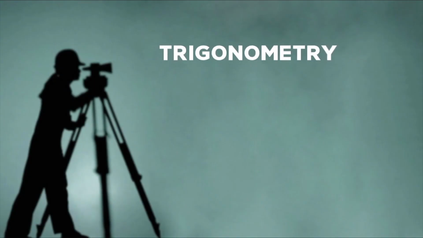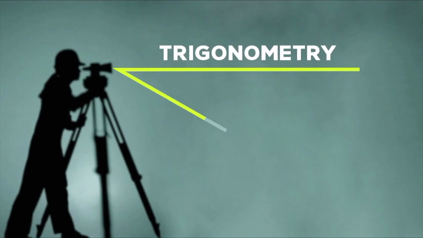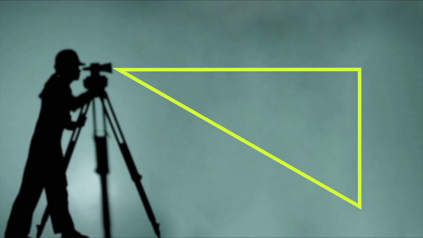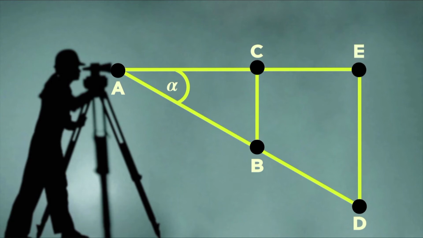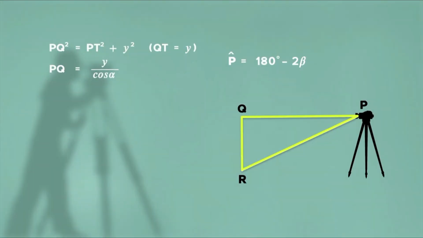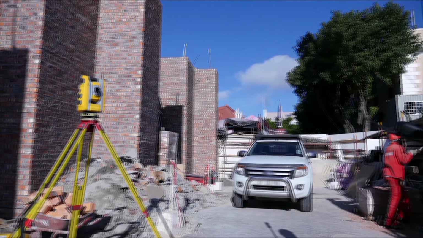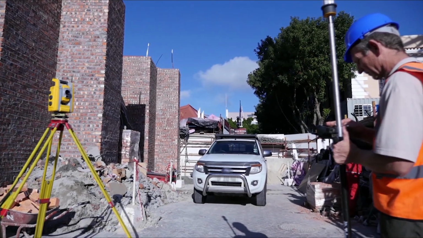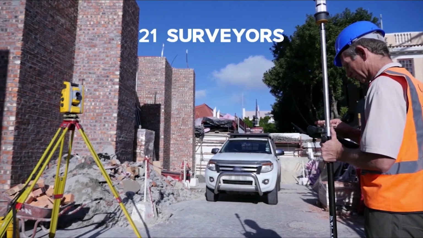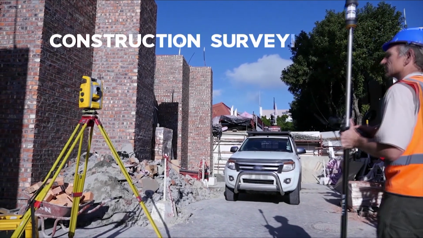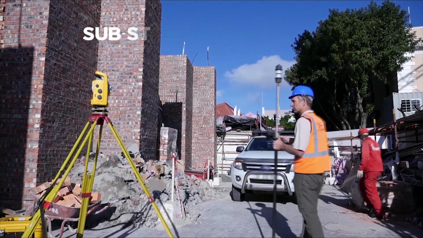Surveyors work with elements of trigonometry. Triangulation is a surveying method that measures the angles in a triangle formed by 3 survey control points. Using trigonometry and the measured length of just one side, the other distances in the triangle can be calculated. Surface surveying of the Gautrain project required 21 surveyors whose responsibilities covered construction surveying, earthworks and substructure control.